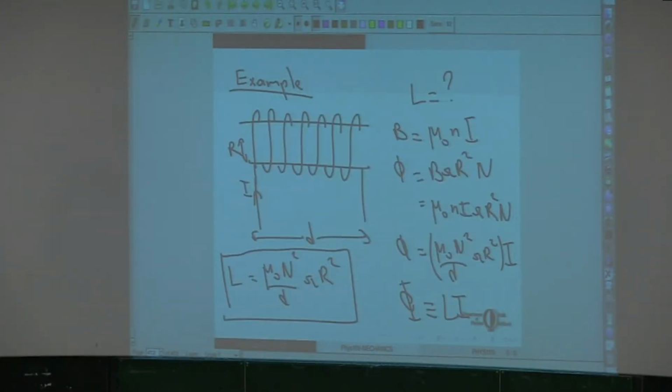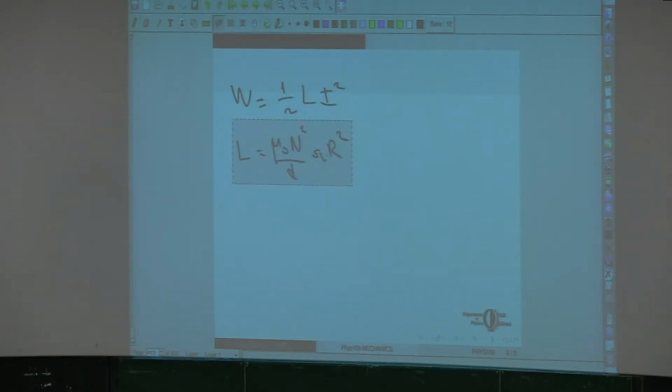We had just calculated what L is. This is our L. And we can also write the current in terms of the magnetic field. This will be B over mu0 n. So we know the energy, we know the self-inductance, and we know the current in terms of the magnetic field. We just have to put them back.